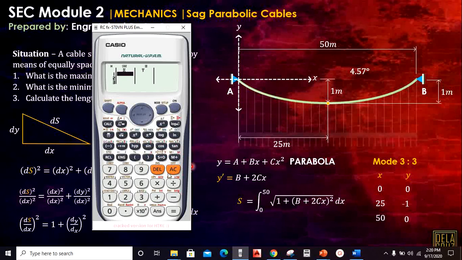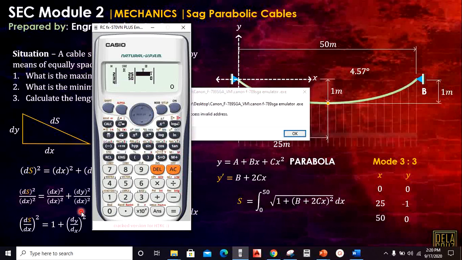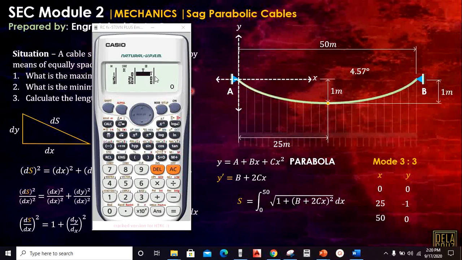Okay, so, pinakita ko na dito. 0, 25, then 50, then sa kabila, that will be 0, 0, and that one is negative 1, and we have 0. Then I will store yung A. Press AC muna. Then, hanapin natin yung B and C na lang.